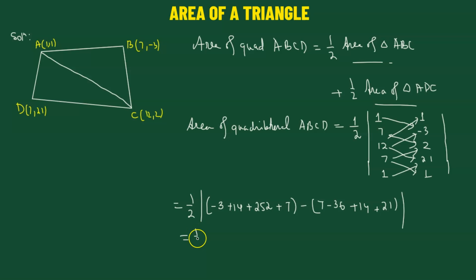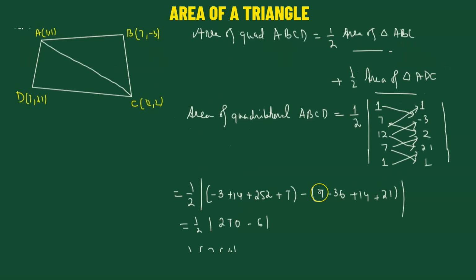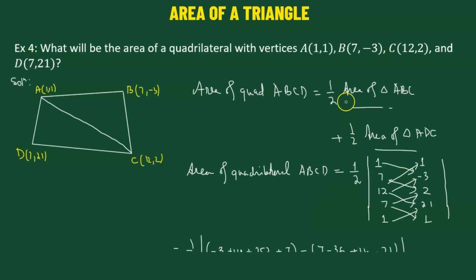When you compute this value, this comes out to be 270 minus 6, which is simply half multiplied by 264. So 264 divided by 2, that's 132 square units. Now that means the area of the quadrilateral is going to be 132 square units, and you can confirm that this is also equal to the same result by the other method. If we take the area of the 2 triangles, the upper triangle and the lower triangle, and add them, it also is going to give us 132 square units.